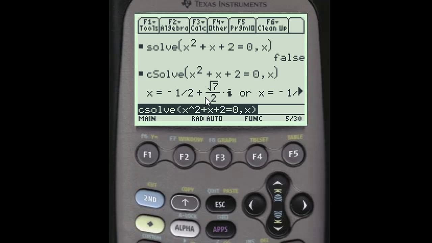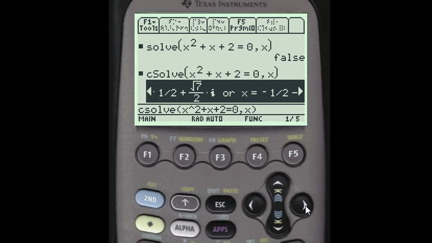Now you'll notice that it gives us our imaginary solutions. And you'll see it spills off the screen, so you'll just come up and hit to the right there, and you can get both of your answers. You know, customarily we're used to writing -1/2 plus or minus root 7i over 2, but it won't combine them. It'll actually give you the two separate answers.